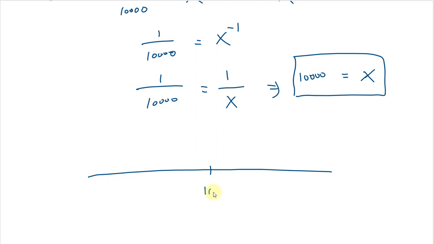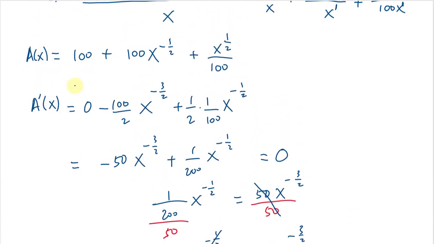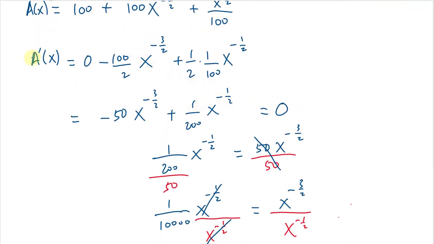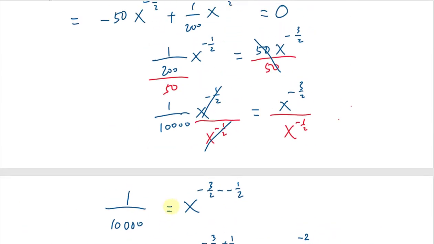So let's plot 10,000 units here. Okay, to check if this is really a local minimum value, we are looking to test one value on the left side of 10,000, one value on the right side of 10,000. So recall that A prime function is right here. So let me rewrite as A prime of x. This is the average cost function. We are using the first derivative test to test for local minimum here.